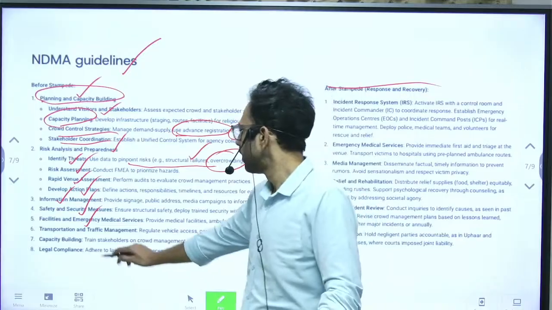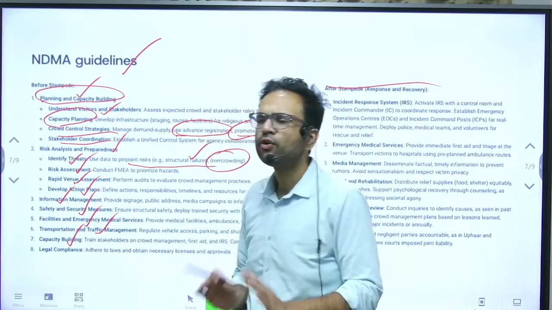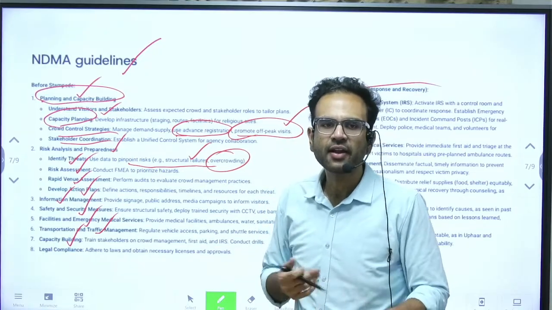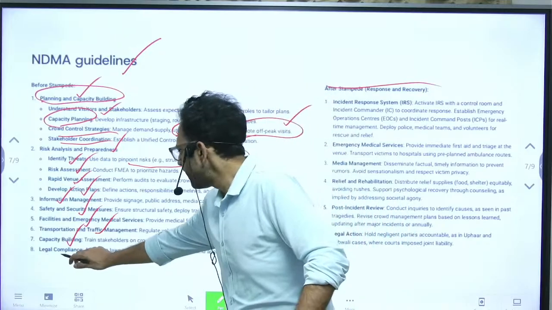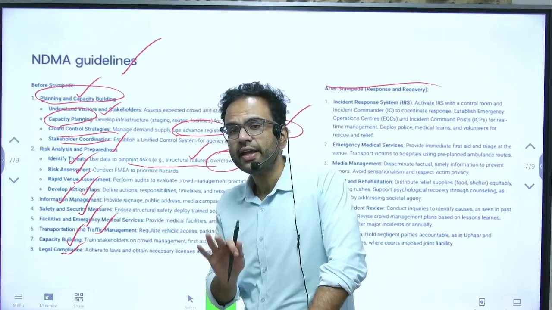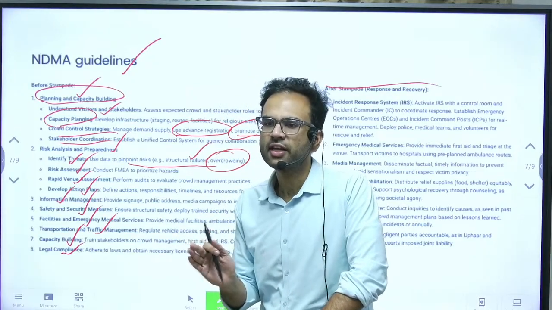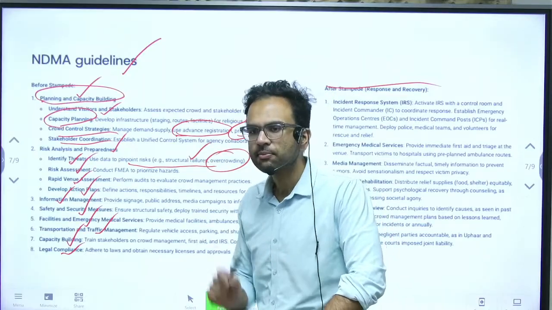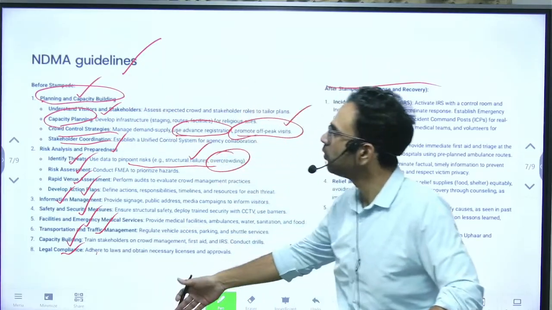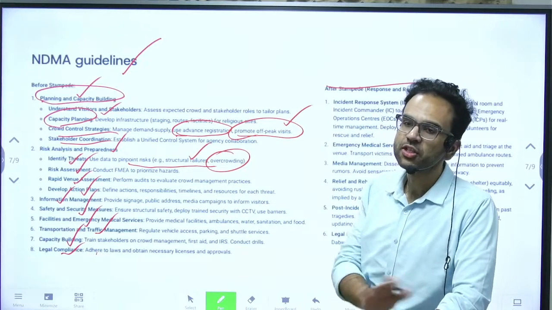Prevention. Transportation and traffic management we have already discussed. Capacity building: if you don't have the training for handling situations like this, you need to train your personnel better. And legal compliance. Don't take any laws for granted. For example, if a building does not have any emergency exits and fire exits, shut it down. That's not happening, and that's the major problem. So this is what we do before the event. Prevention is better than cure.